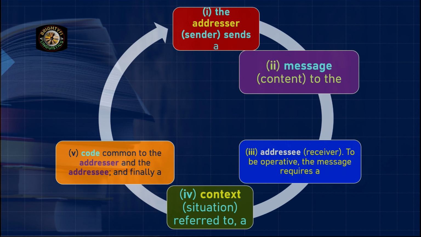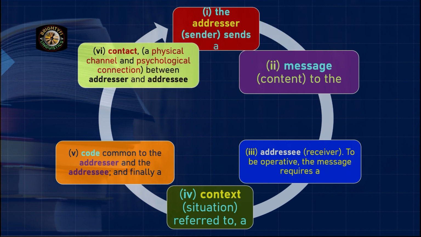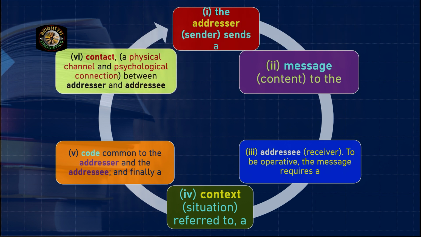For example, if I know English and I speak to you, and unfortunately the other person does not know English, can the communication take place? No, it cannot. Impossible. So we must have the common code between the addresser and the addressee through which we can exchange ideas. And finally, the sixth point is contact, a physical channel and psychological connection between addresser and addressee.